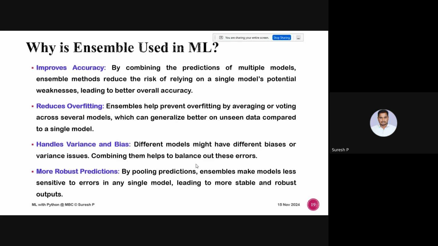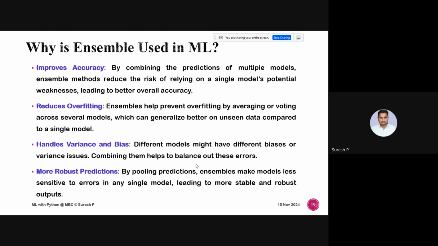Then the next one is it will reduce overfitting. We all know that machine learning models suffer from two major problems. One is overfitting, another one is underfitting. We will discuss the problem of overfitting and underfitting in the next slide very clearly. So machine learning models suffer from the overfitting problem, and in order to reduce that overfitting problem, we can use these ensemble models.